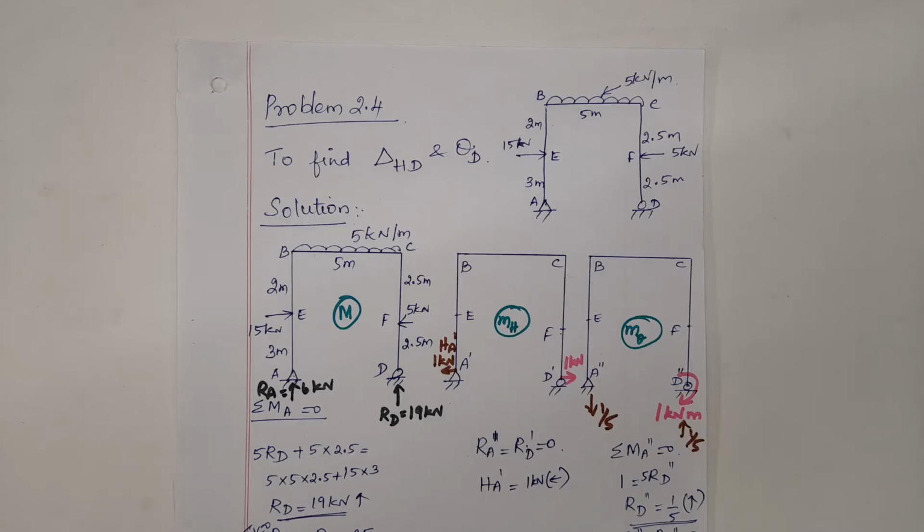By now you should know in unit load method or virtual work method, if horizontal or vertical deflection is asked, we need to give a unit load in the direction in the point desired. And if rotation is asked, we need to apply or provide a unit moment at the point rotation has to be determined. So now delta HD has to be determined. So at D, we need to provide a unit horizontal load. It can be along positive X or negative X direction.